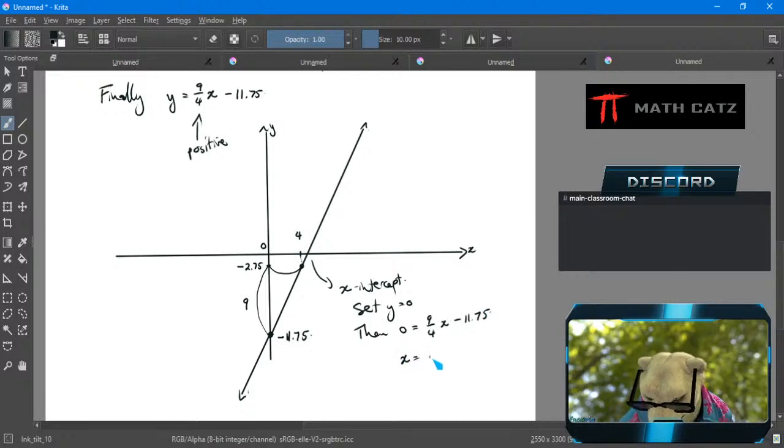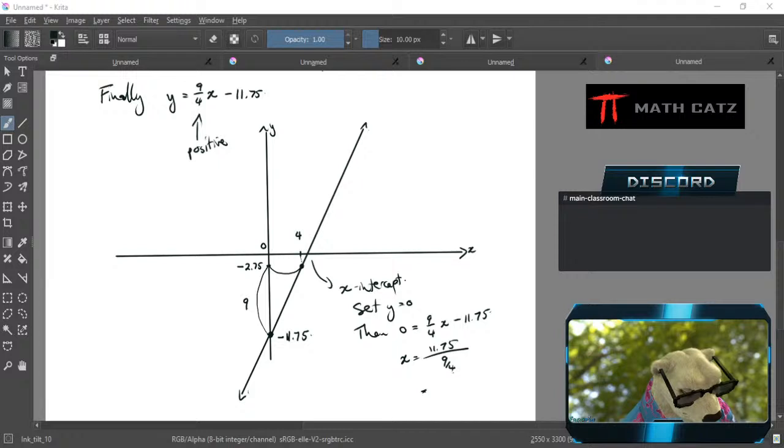So x is going to be, move the 11.75 over, divide by 9 over 4, and let's see what we get. It makes sense that it's a little over 4. I can't tell from my graph exactly how much over 4. Is it 4 point something? Do I actually get to 5? Who knows? That's why we have to calculate it.